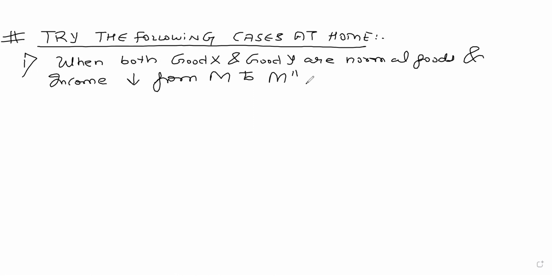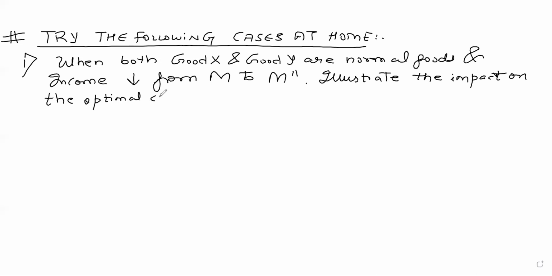When both good X and good Y are normal goods and income of the consumer falls from M to M double dash, illustrate the impact on the optimal choice using a diagram. Students are requested to please take this case at home.